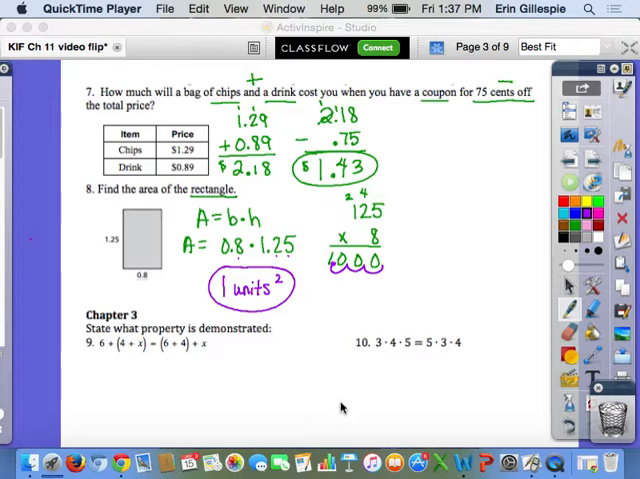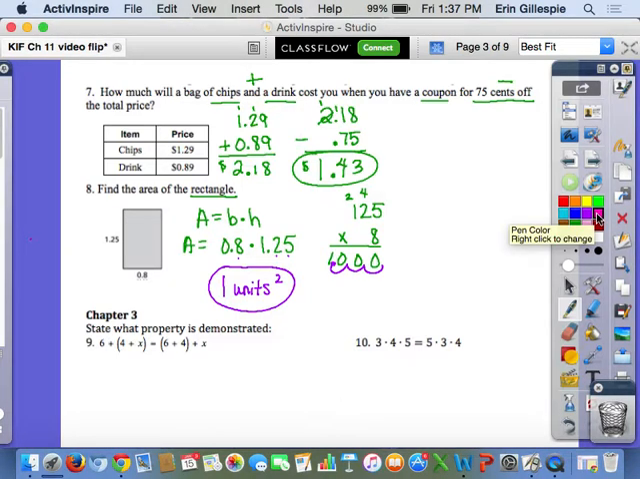So let's get started at number 9. It says state what property is demonstrated. So we have 6 plus the quantity 4 plus x equals the quantity 6 plus 4 plus x. If you look, the order of the numbers and variables didn't change, but the grouping did. The parentheses are around different objects. Remember, that means the associative property. There's 2 of those, one for addition, one for multiplication. So make sure that you state that this is the associative property of addition.